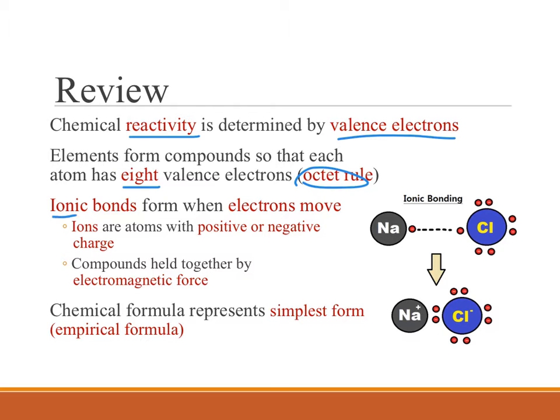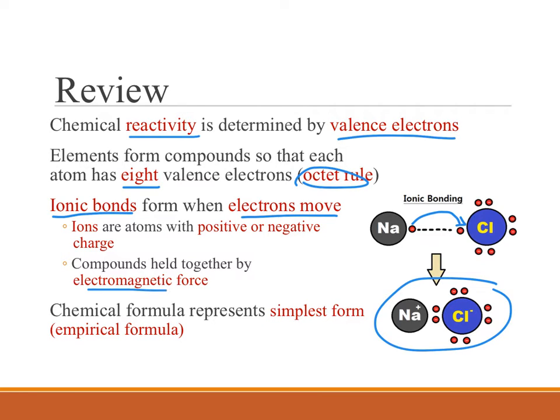We talked about ionic bonds in a previous video, and they form when electrons actually move. They leave one atom, like we have the electron leaving the sodium and joining the chlorine atom. So it turns the sodium into a sodium ion with a positive charge and the chlorine into a chloride ion with a negative charge. The positive and negative charges then will hold the ionic compound together.